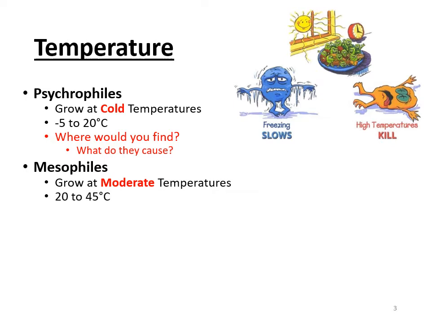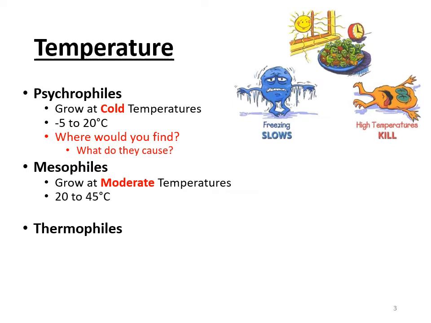The next category, I want you to put stars next to it, circle it, highlight it. That's mesophiles. When we talk about mesophiles, they like moderate temperatures, and I have the temperature range 20 to 45 written there. I want you to put little stars next to that temperature range and ask yourself, what falls in that range? Why is that range so important?